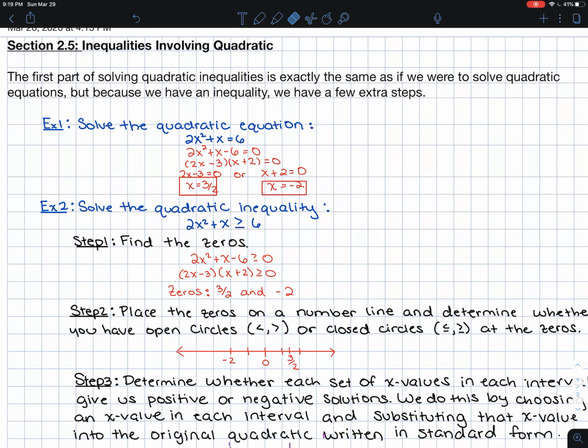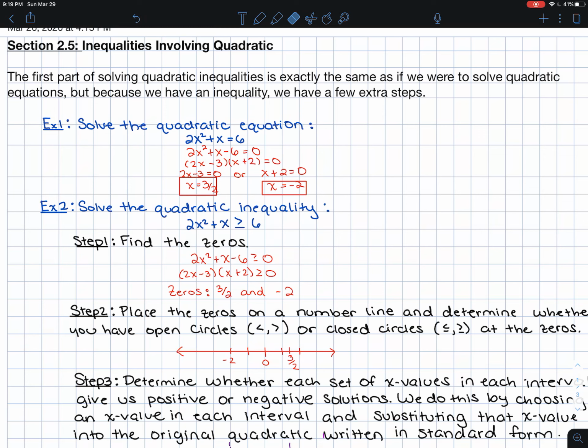Now here's where it's a little bit different. I'm not solving for the equation equals 0. I'm not solving for 2x squared plus x minus 6 equals 0. I'm solving for 2x squared plus x minus 6 greater than or equal to 0. That means that I'm solving for all the x values that not only make my quadratic equal to 0, but also make it positive.